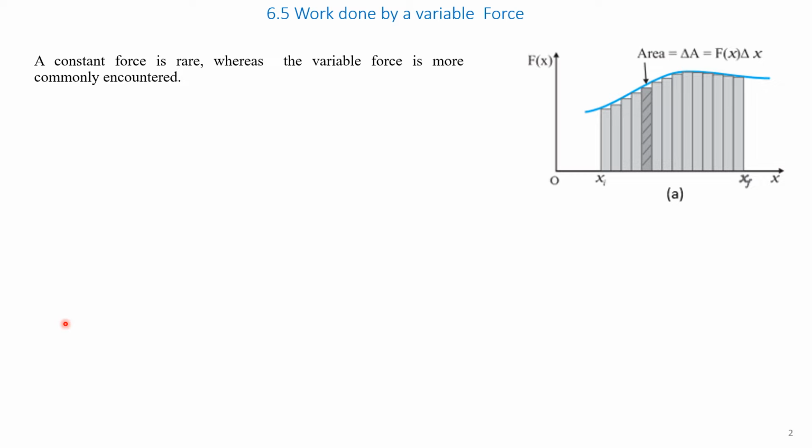Here, a graph is plotted. The x-axis is the position. Xi is the initial position and Xf is the final position. So along the x-axis, the difference between Xf and Xi is the displacement. The applied force, Fx, is plotted in the y-axis. For example, this is a curve of the force, and this curve is divided into small strips or small areas.